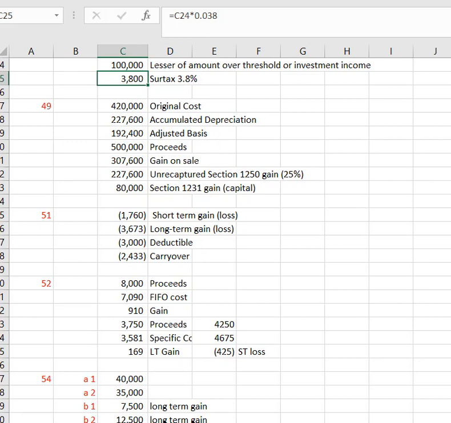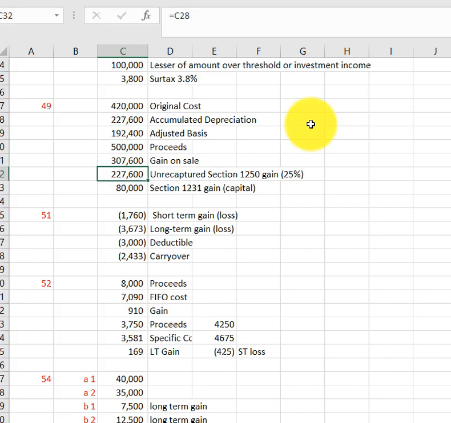All right, moving down our spreadsheet, we have another asset that was originally purchased for 420,000. We've taken 227,600 in depreciation, leaving us with 192,400. Now this is a building, okay, and we sell it for 500,000. The gain is 307,600, which is the difference between the proceeds and the adjusted basis.